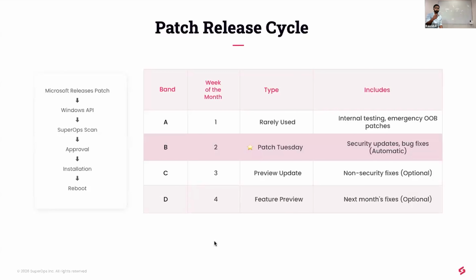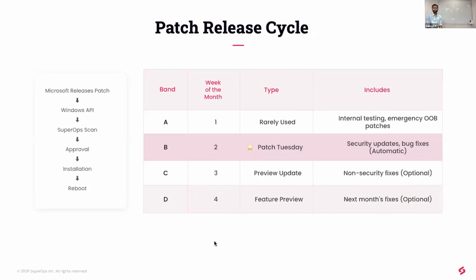If you look at the flow, this is how it works in SuperOps. SuperOps gets the patches from the Windows API. Once the patches are released in the Windows API, the SuperOps server fetches the patches, and the scanning is done in SuperOps, where all those patches will be fetched on the respective asset, and we'll be displaying those patches on the assets itself. If you would like to approve it, or if you want to reject it, you can control all that in the SuperOps RMM itself.